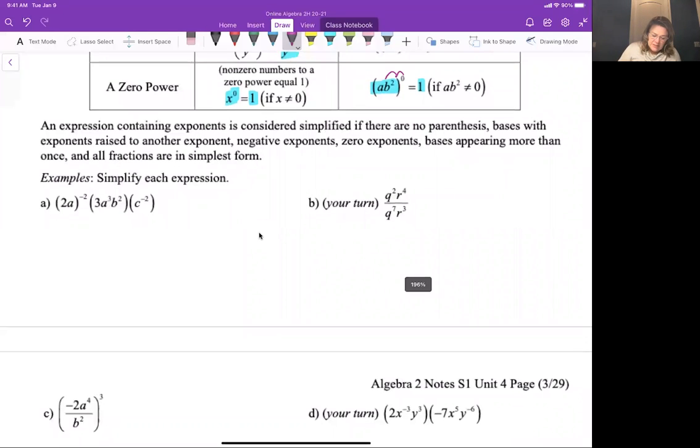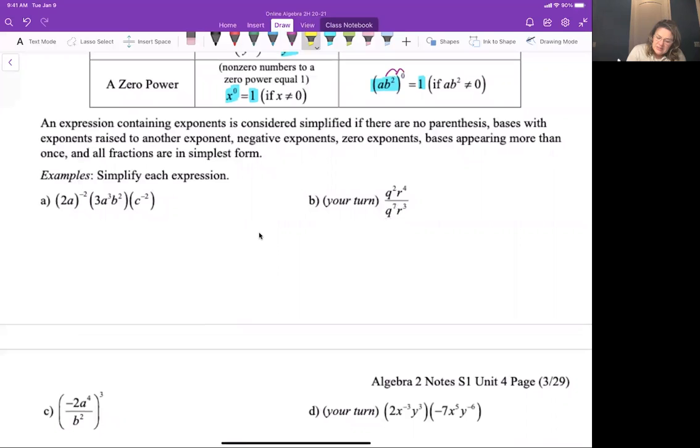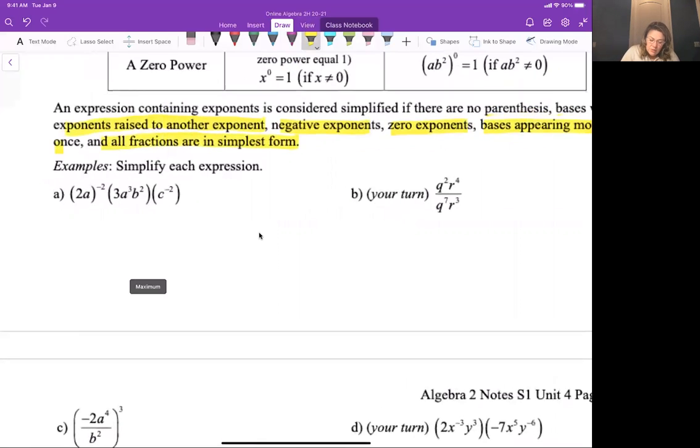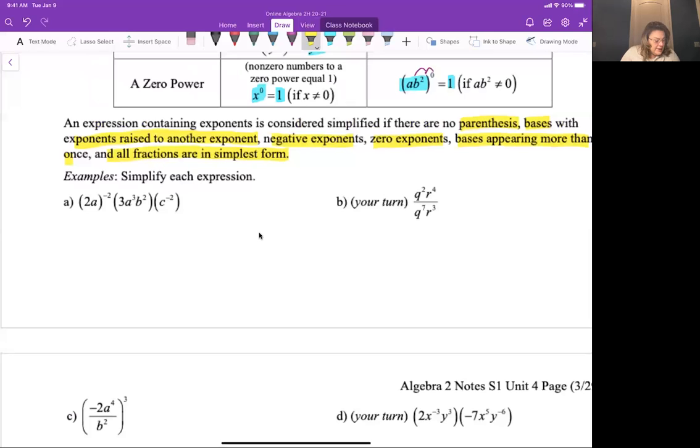Continuing on. An expression containing exponents is considered simplified if there are no parentheses, no bases with exponents raised to another exponent, no negative exponents, no 0 exponents, no bases appearing more than once, and all fractions are in simplest form. So that's a lot to unpack there, okay? So let's do some examples, and let's kind of develop a procedure.